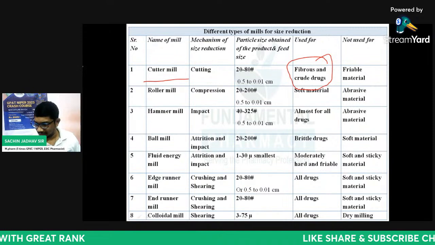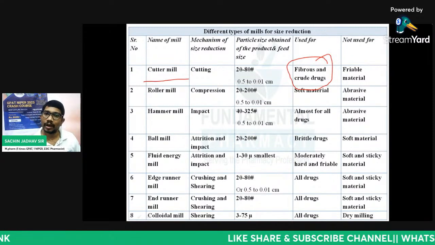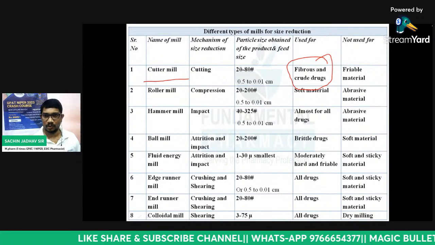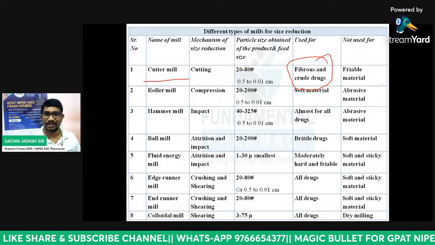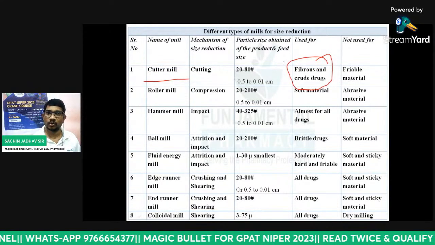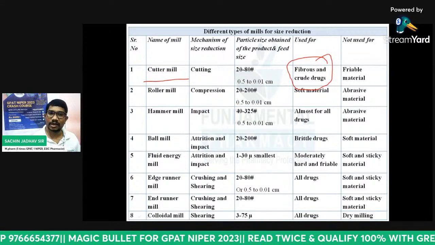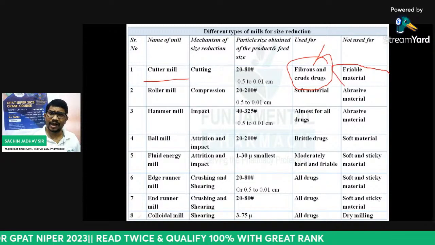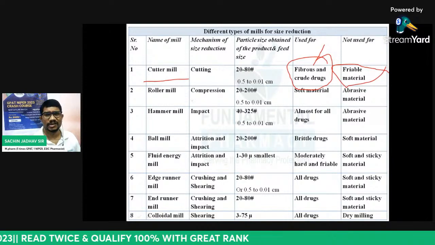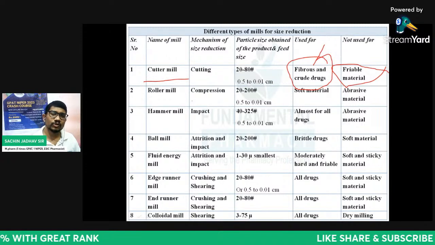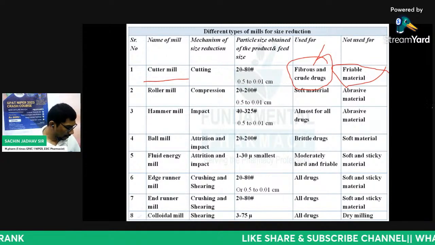So size reduction in case of crude drugs is done by cutter mill. Okay, so cutter mill is suitable for the size reduction of fibrous and crude drugs. Remember, very very important question, already आ चुका है in various kinds of exams. Now, it is not used for friable material. जो friable material है, जो easily break down होता है. So it is not used for friable material. Okay, so very very important.